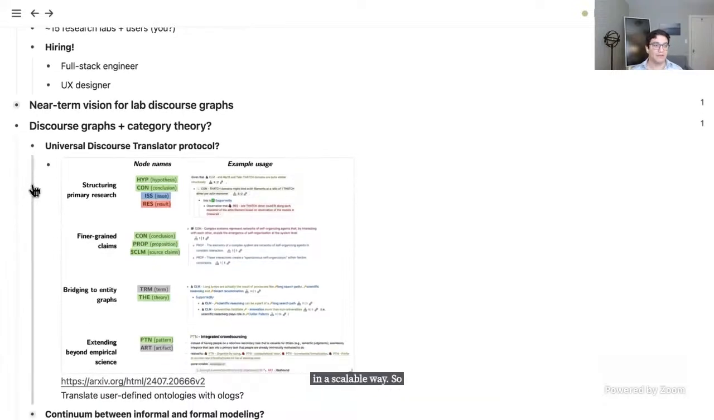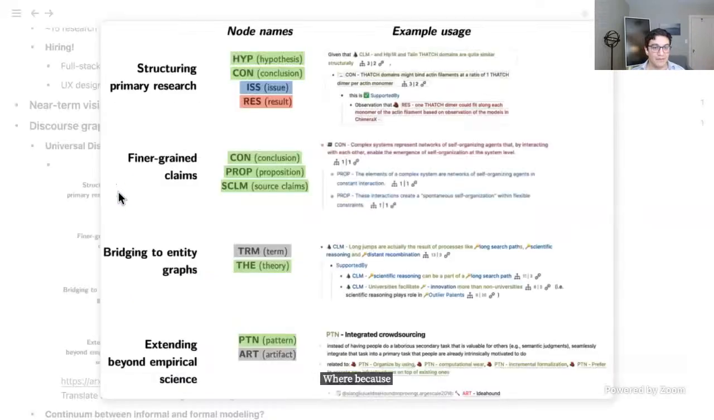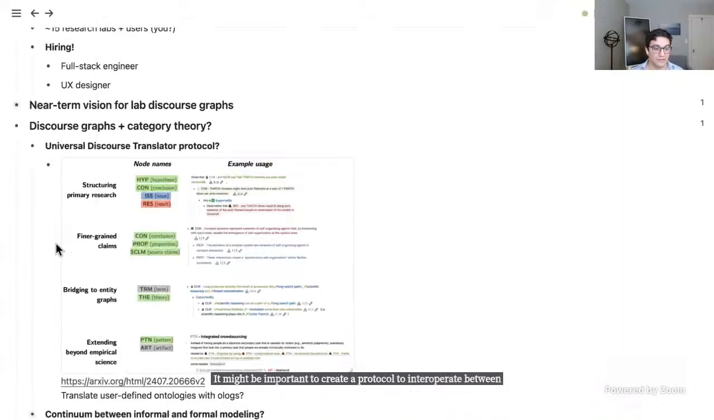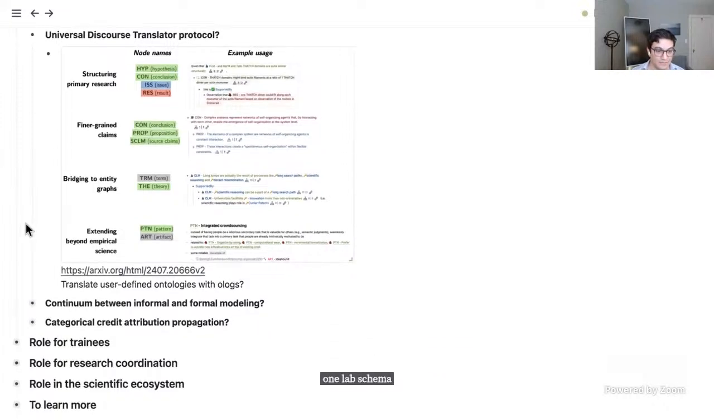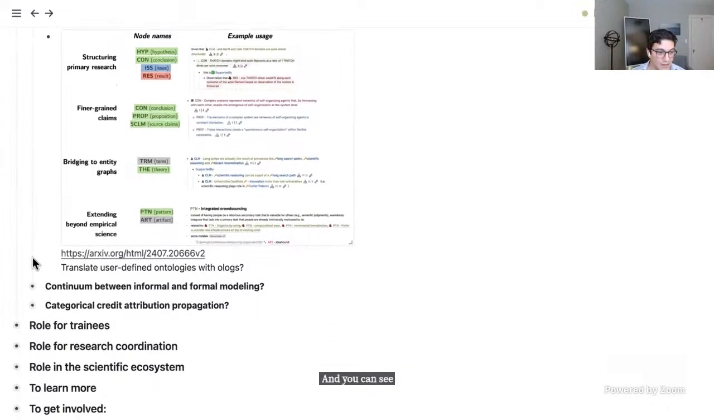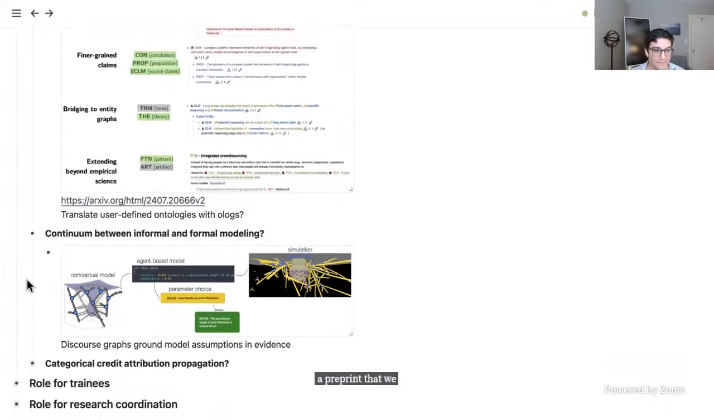So we had talked about maybe creating a discourse translator protocol where, because each lab is creating its own dialect of what a question, a claim, and an evidence and those connections mean, and I've color-coded similar elements between different instantiations of graphs, which Joel uncovered through his user research, it might be important to create a protocol to interoperate between one lab's schema and another lab's schema. And you can see this example in a preprint that we have put on the archive.